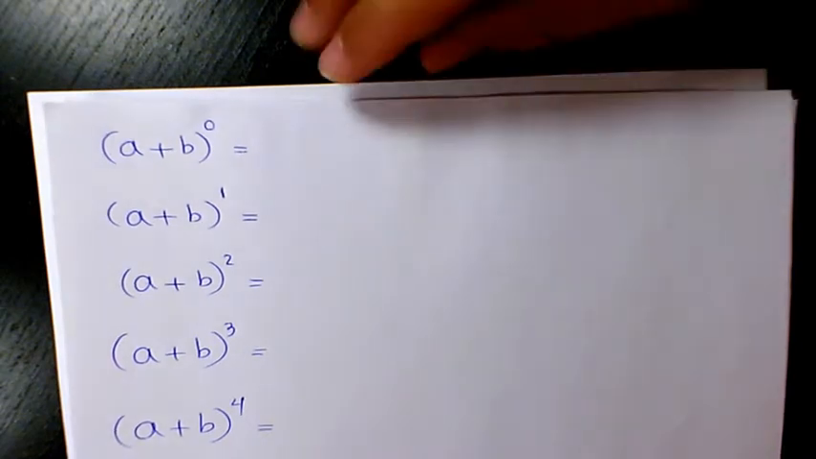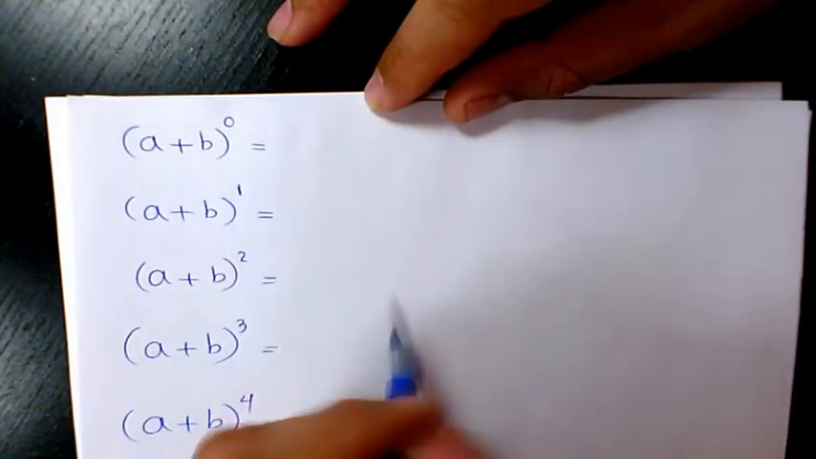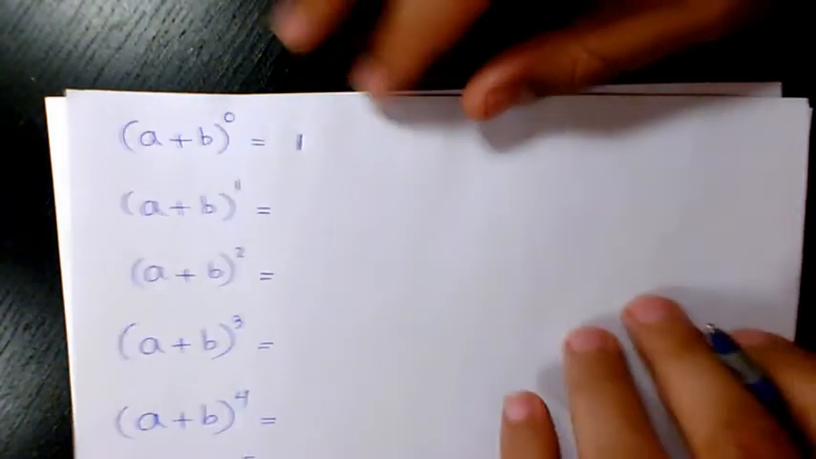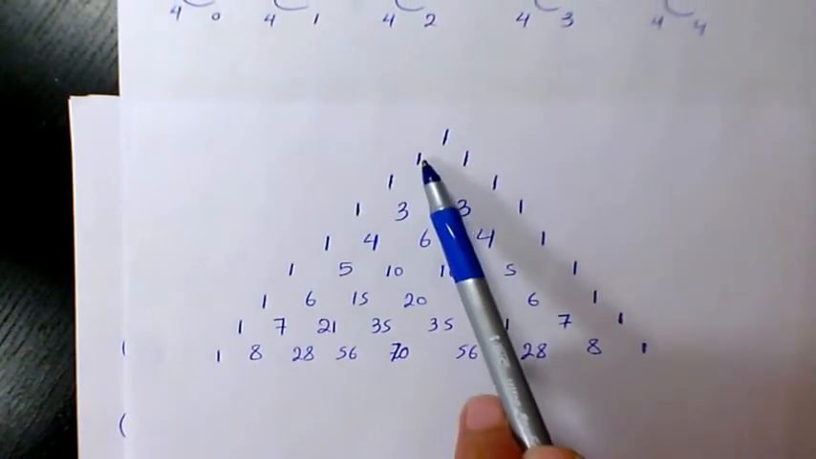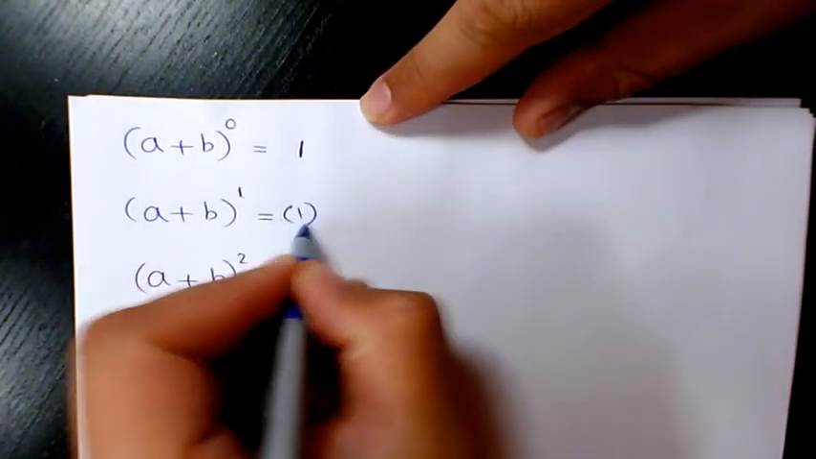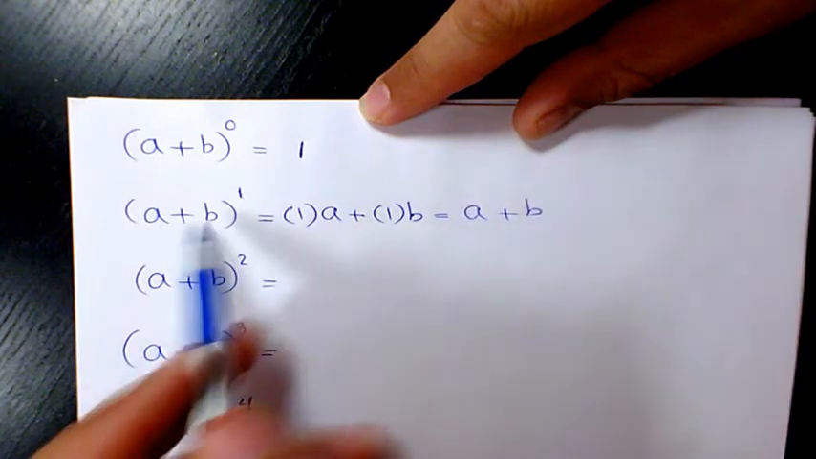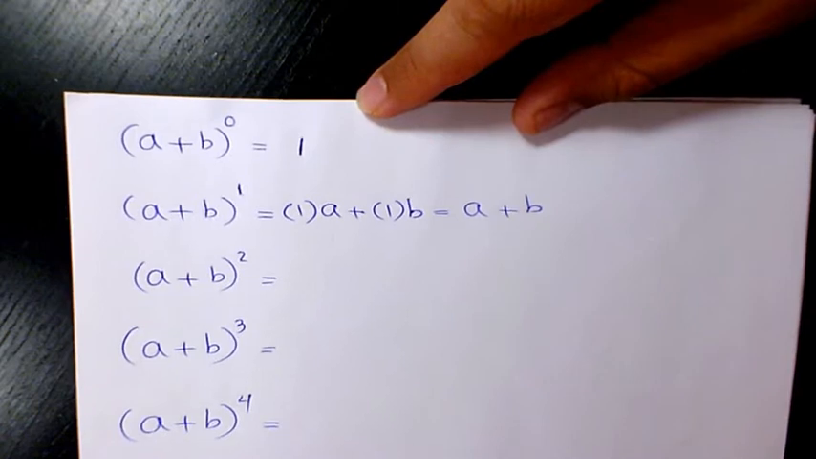So the first expansion is (a + b) to the power of 0. We know any expression to the power of 0 is just 1. That's it. Now (a + b) to the power of 1. We are talking about the first line in Pascal's triangle, which is 1 and 1. So the answer is 1 times a plus 1 times b, or a plus b, which makes sense because any expression to the power of 1 is the same thing. Now the next one.